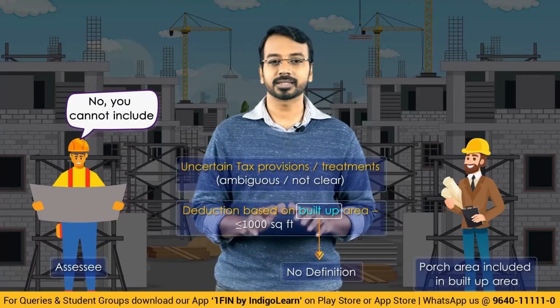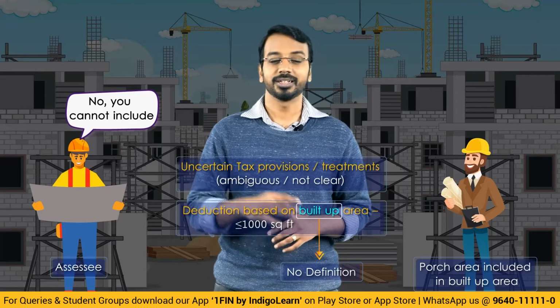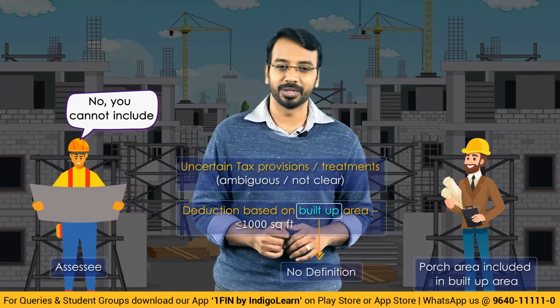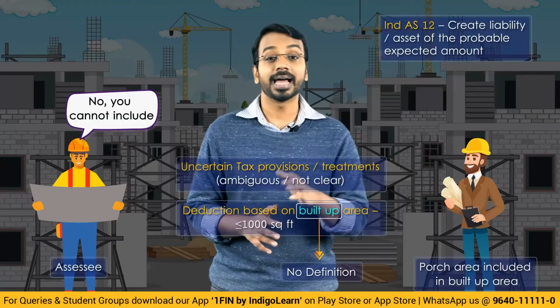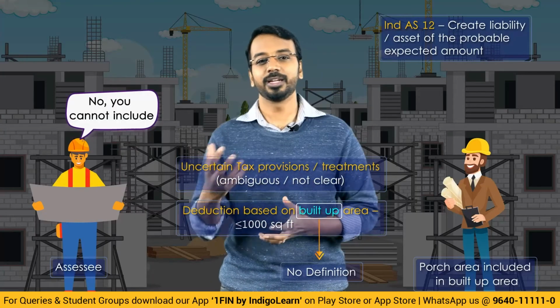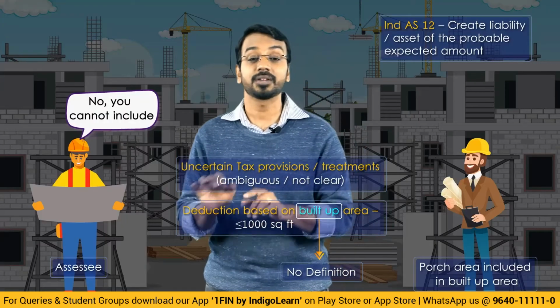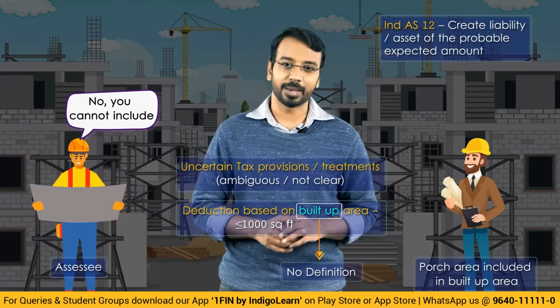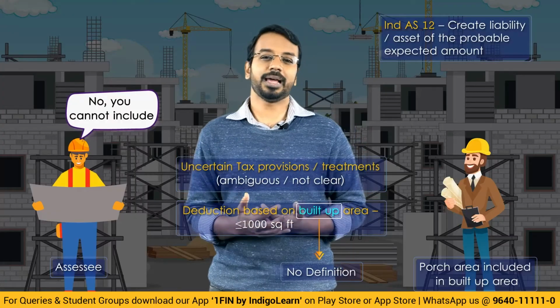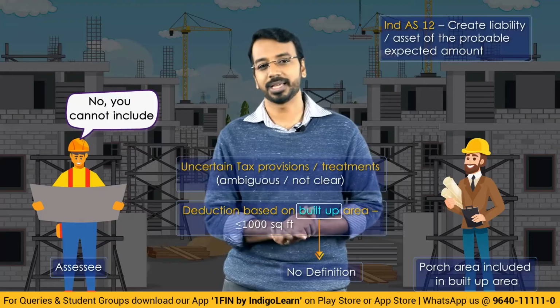What the standard says is, in such situations when there are uncertain tax provisions, the entity has to make a liability of the amount that it expects to pay to the department. So, let us say the entity believes that there is a 50% chance that they have to pay the amount, then to the extent of that 50%, they have to create a liability. If the entity believes that, no, we are absolutely sure that we will not have to pay any amount of tax, then no need to make any provision.